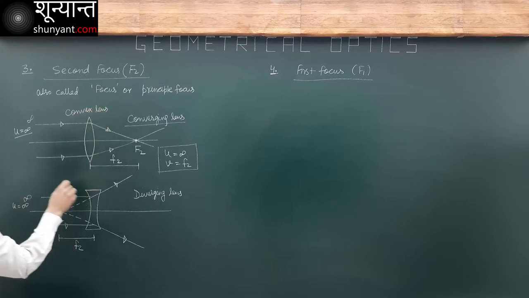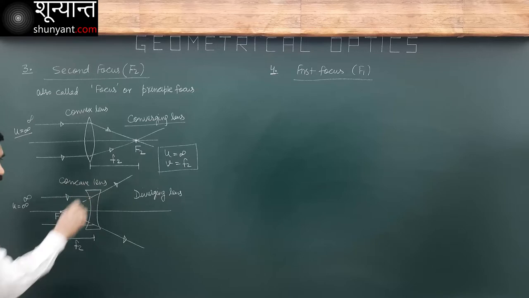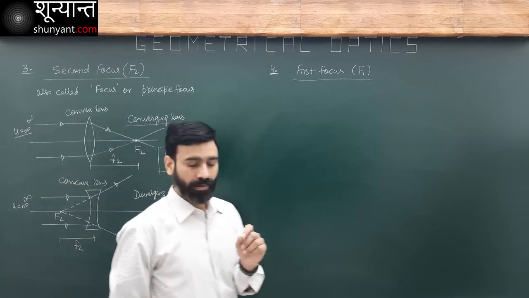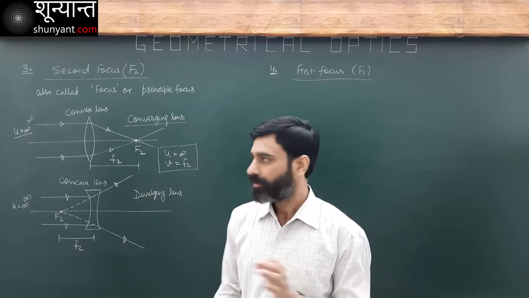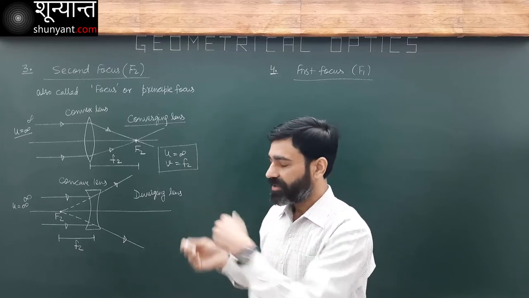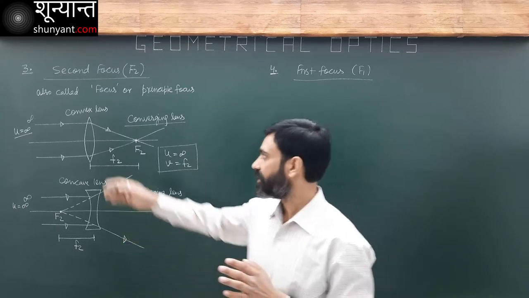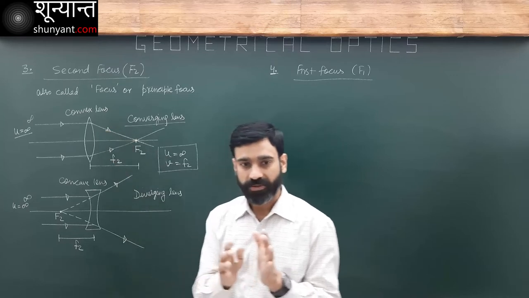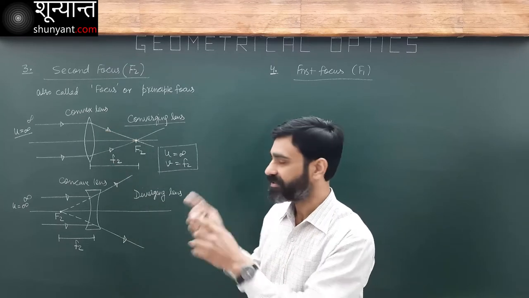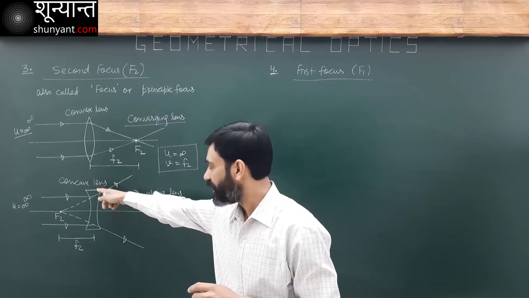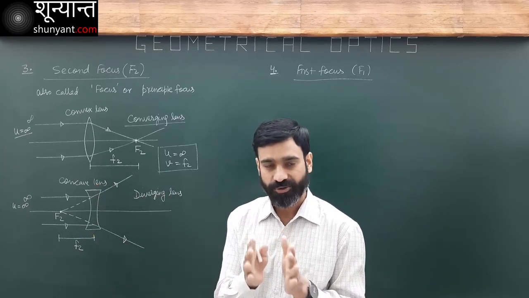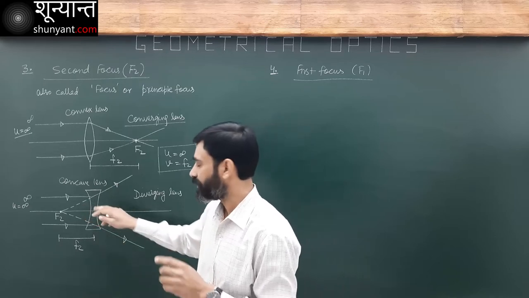We call it convex lens. And here it is concave lens. Understand this very, very clearly. Convex lens and concave lens. We call it convex lens because of its shape. Both surfaces are convex. We call it concave lens because of its shape, both surfaces are concave.